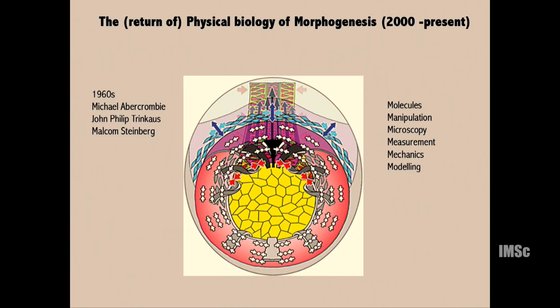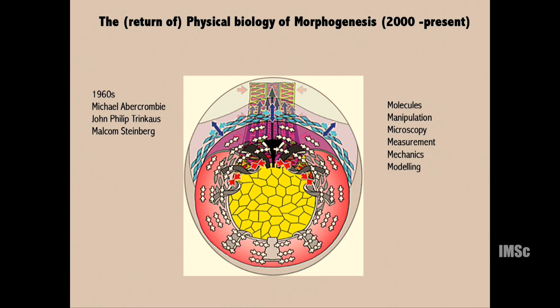And I would say that in the last 25 years, developmental and cell biologists are largely also working closely with physicists to ensure the sort of return of the physical biology of morphogenesis. This was in a way pioneered also in the 1960s at the scale of cells or groups of cells by Abercrombie, Trinkaus and Steinberg, who I already spoke to you about.